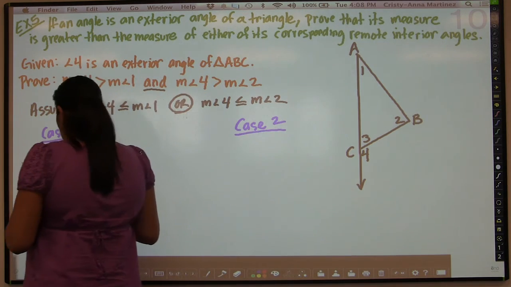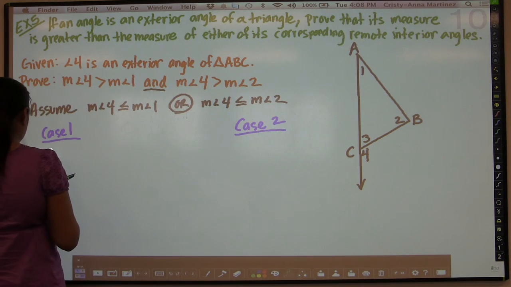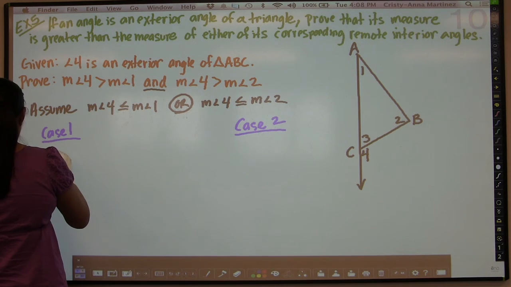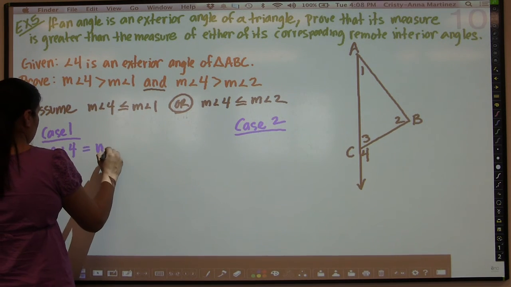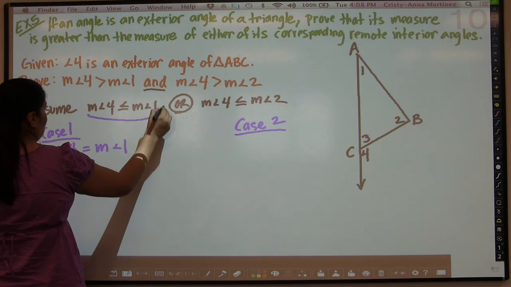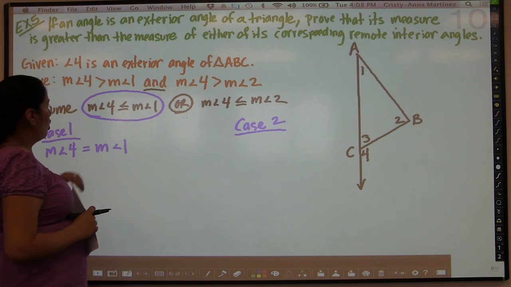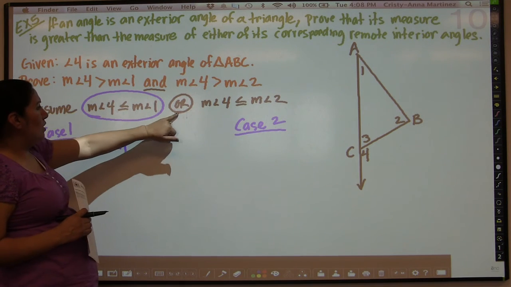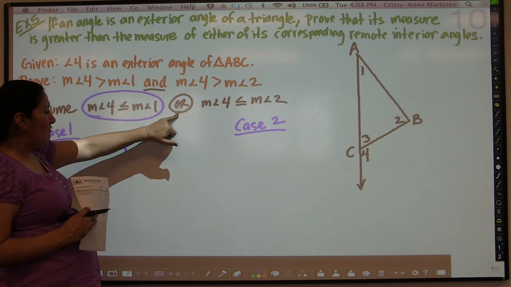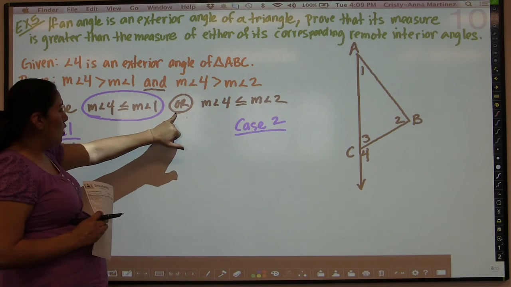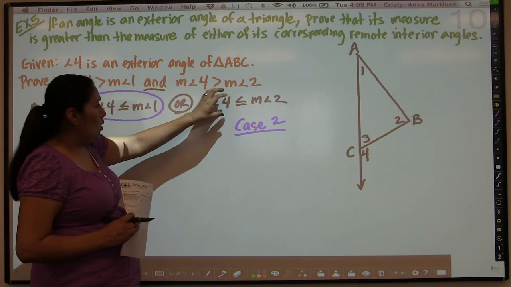In case 1, we are going to say that the measurement of angle 4 is equal to the measurement of angle 1. So we're going to go ahead and go with this guy right here, and we're going to prove this guy. Remember, again, it's an or statement, so I'm sorry I keep confusing that for you. But an or statement means we only have to prove either this guy or that guy.